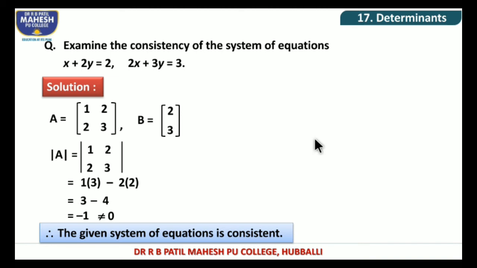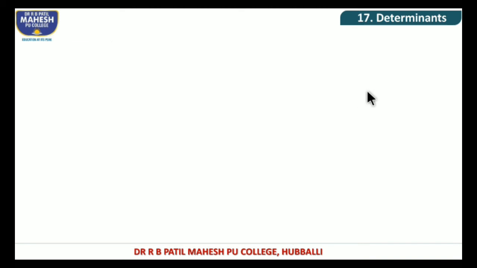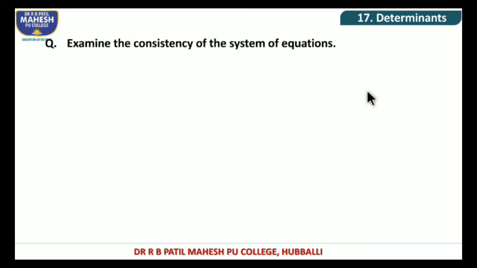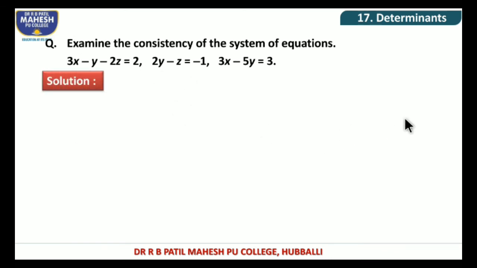Similarly, we go for one more example. The question: examine the consistency of the system of equations 3x - y - 2z = 2, 2y - z = -1, 3x - 5y = 3. So this is a system of three equations. Let us check whether the system is consistent or not.